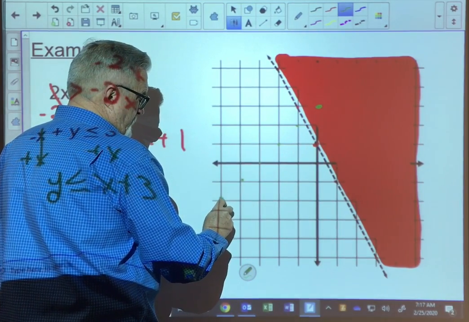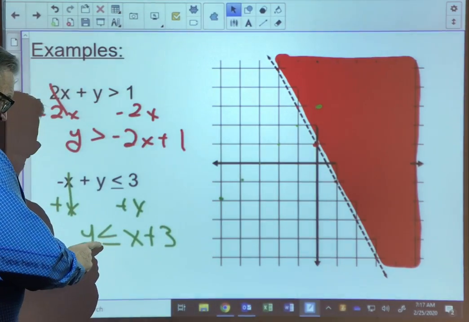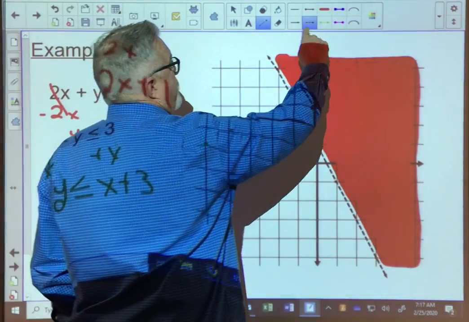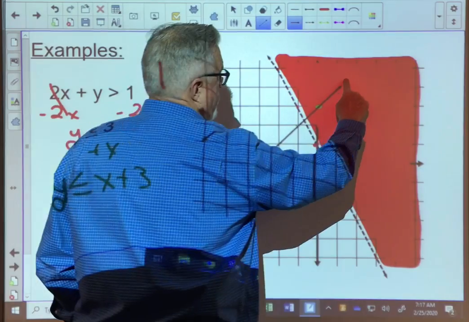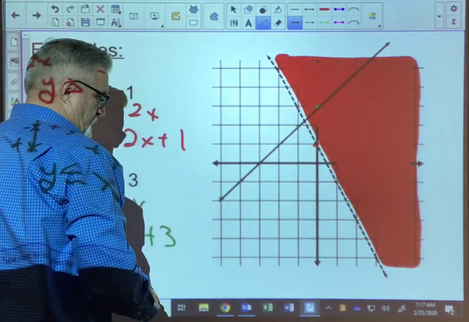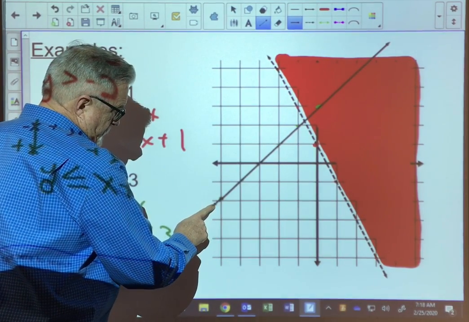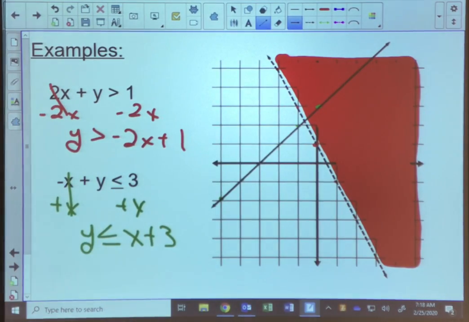Okay. You still end up with a positive slope. On this one, we have a boundary that is solid, because it has the "or equal to" part. So I'm going to start here and draw my line, and it's going to come up through here. Since the boundary is part of the solution, we use the solid line.